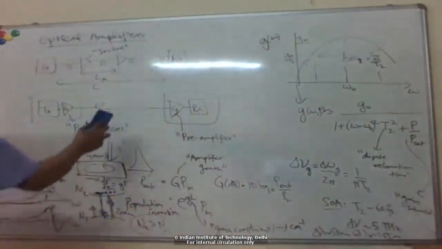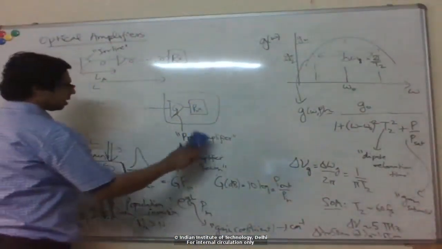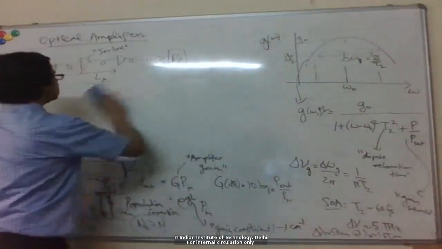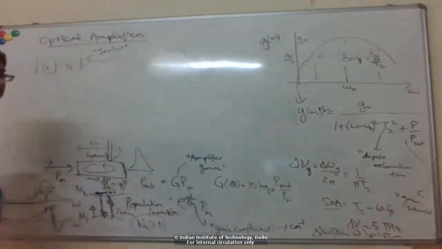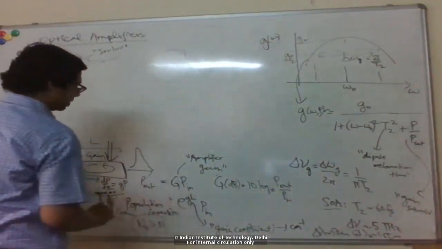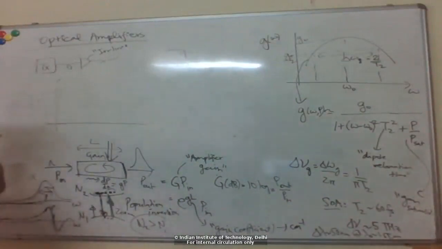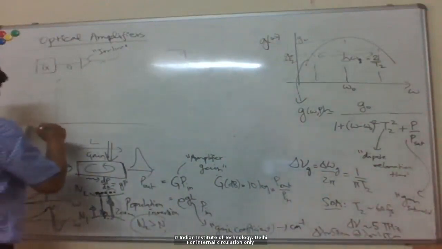Sometimes the bandwidth is defined in terms of this capital G, the net amplifier gain. So you can see that this is the exponential of this small g. So that bandwidth will actually be much smaller.